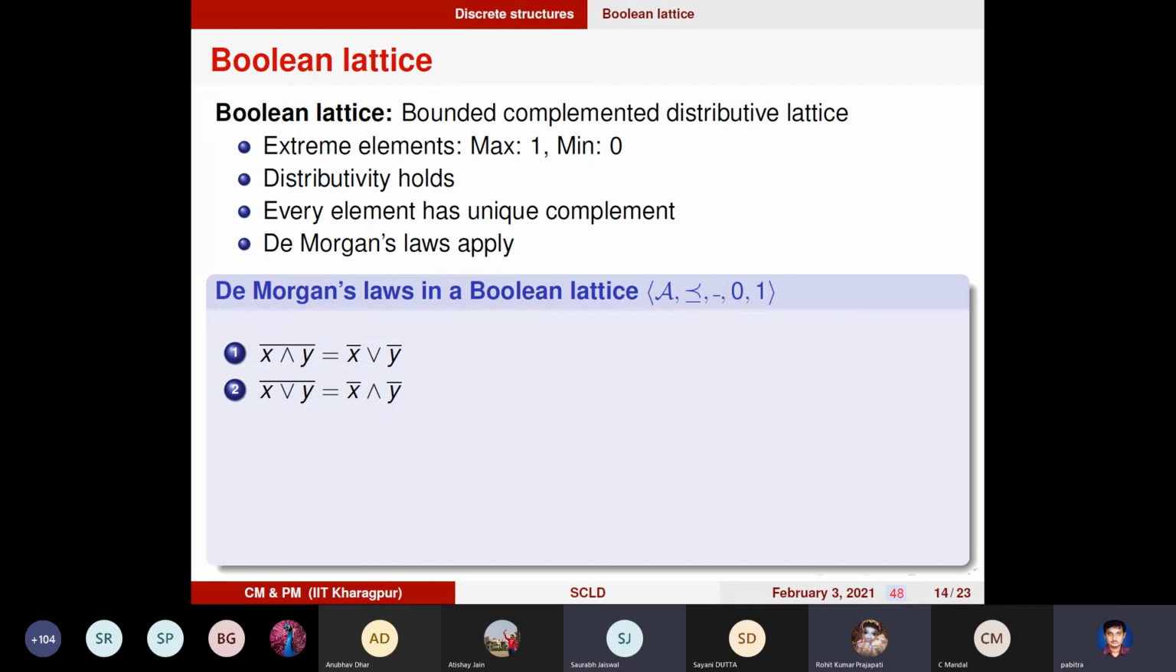So if you have an algebraic structure consisting of an underlying set of bit vectors, operations being bitwise OR, bitwise AND, bitwise complement, and if you go by associativity, commutativity, and De Morgan's law as the axioms, then the Boolean lattice and the Boolean algebra are one and the same.